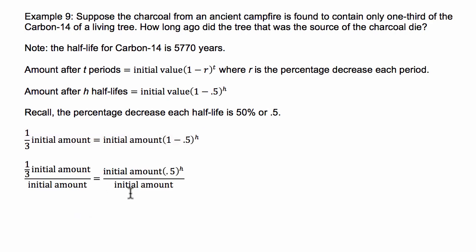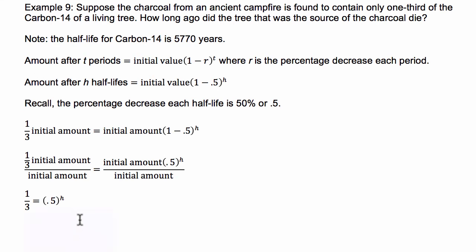If I divide both sides by initial value, I get 1/3 equals 0.5 to the h power. In order to isolate h, we need h to no longer be an exponent. We might remember that the property of logarithms on the previous page undoes exponents. But in order to use the property of logarithms, we need the right side of this equation to be of the form log of something to the h power.